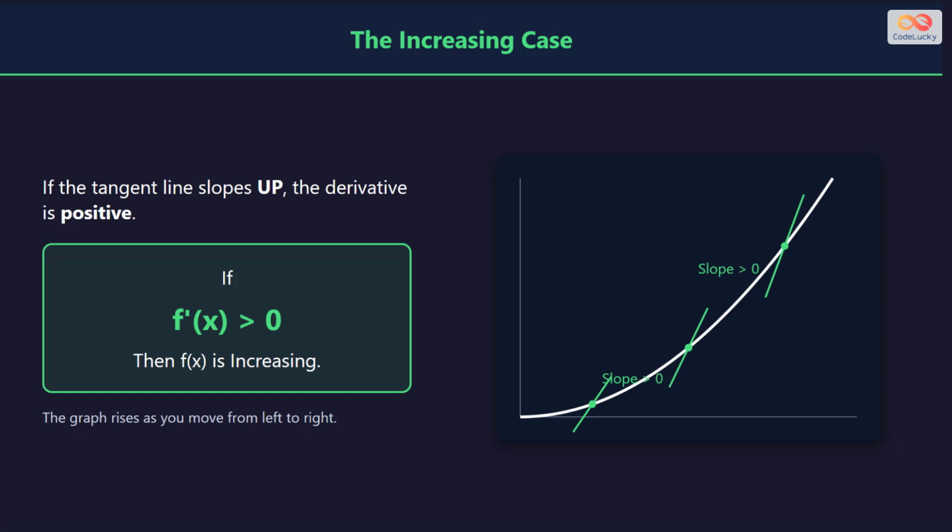Here is the first major rule. If the tangent line slopes upward, the slope is positive. Therefore, if the derivative f prime of x is greater than 0, the function itself must be increasing at that point. It is rising as we move to the right.